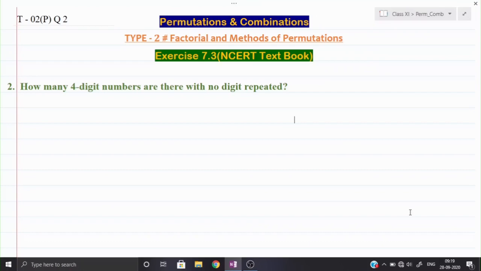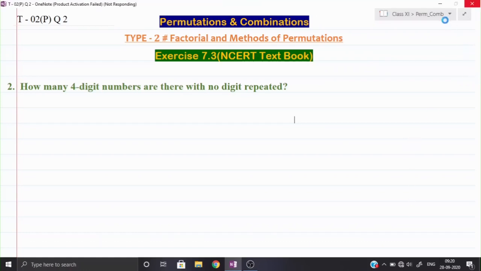In this question it is given: how many 4-digit numbers are there with no digit repeated. First of all, see the two things given in the question. The first thing is we cannot repeat the digit, meaning repetition is not allowed. And we know that when repetition is not allowed we use the formula nPr. If you remember, I have given you the formula.